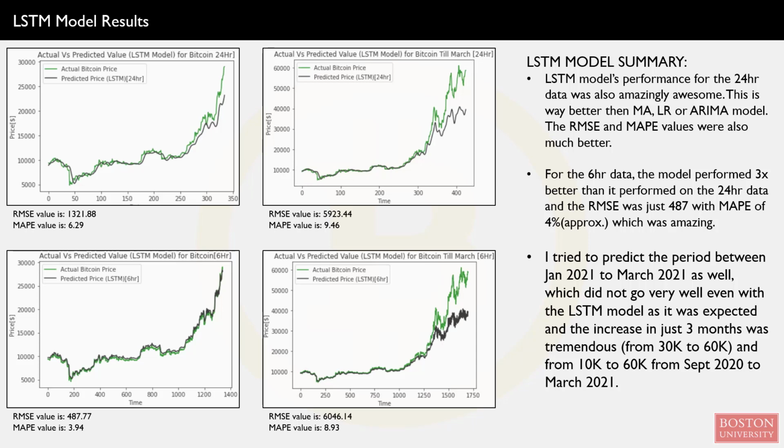I was surprised with the results of the 6-hour data, as it was much better and the RMSE value was only 487. Looking at this, I wanted to use this model for predicting January 2021 to March 2021 data, as there was a very unexpected increase in the price from $30,000 to $60,000. Indeed, even the LSTM model was not able to predict that correctly, but was able to give me the trends. If the price was about to go down or is going to increase, that can also be very helpful.